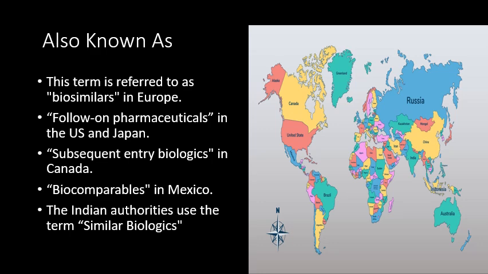And these biosimilars are known by various names. They are called biosimilars in Europe, and they're also called follow-on pharmaceuticals in the United States and Japan, subsequent entry biologics in Canada, and biocomparables in Mexico. In India, biosimilars are referred to as similar biologics.